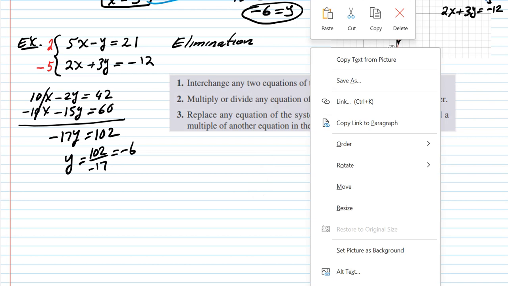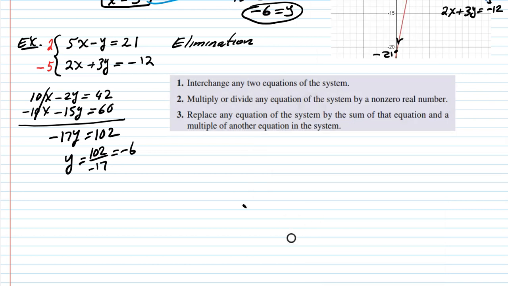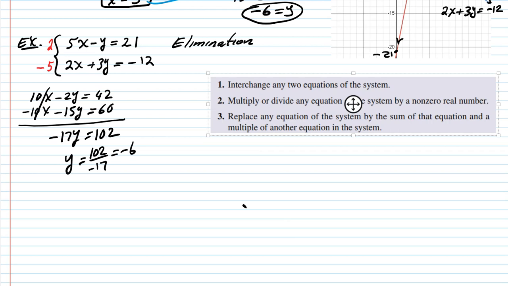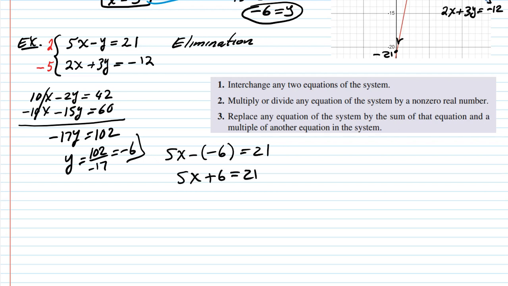Once we solve for y, we can back substitute for y in either of the equations, because this is a system, so it has to work in both, and we can solve for x. So when y is negative 6, I have 5x minus y equals 21. That's 5x plus 6 equals 21. Subtract 6 from both sides, you get 15. So x must be 3. Again, we don't expect a different outcome. It's just a different method of solving the system.